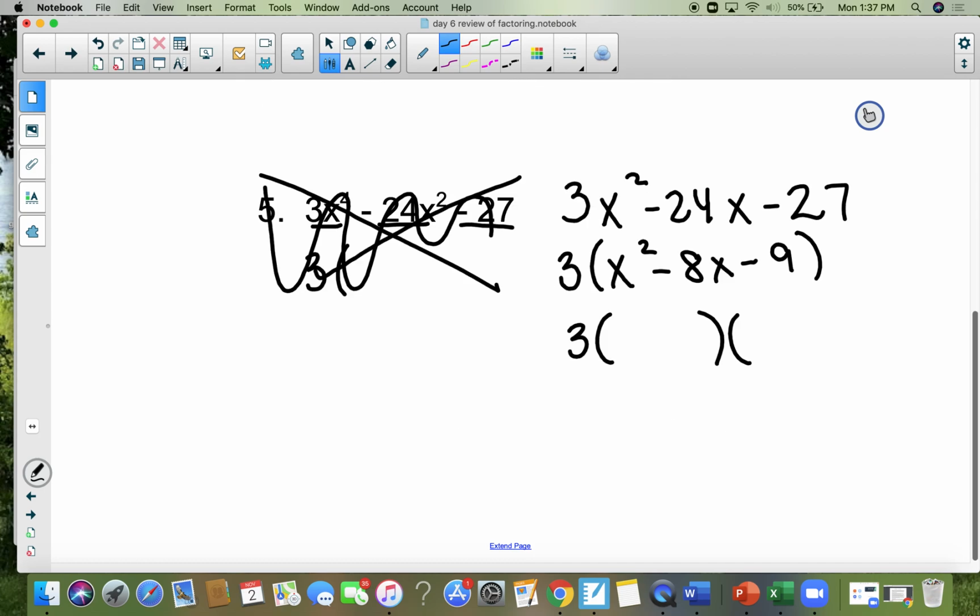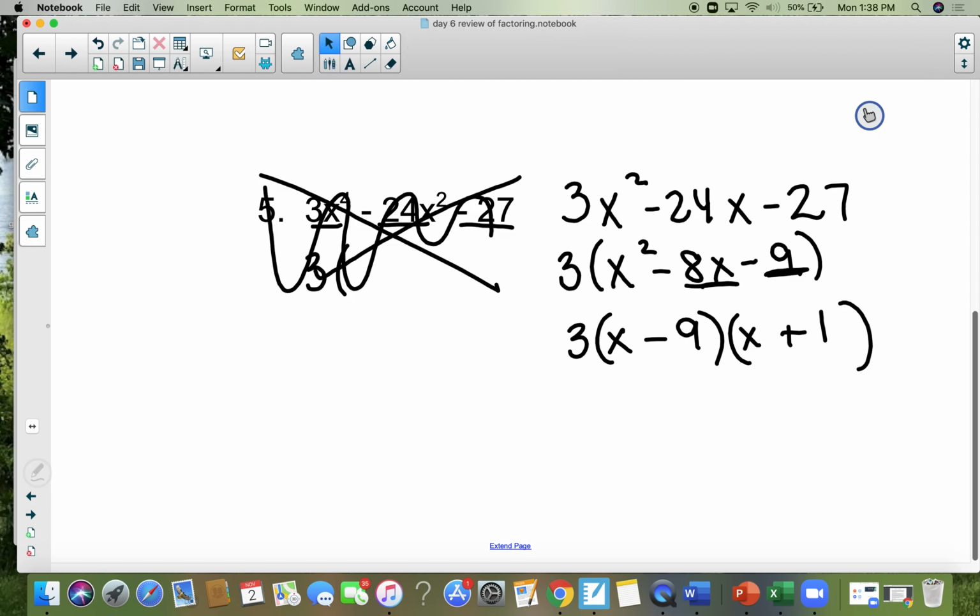I'm going to put 2 sets of parentheses, an x and an x. Factors of negative 9 are a negative 9 and a positive 1. That will give us a negative 8. So I took out the GCF first, and then I factored again. And that's it. So this is just a multiple of everything that we've learned.